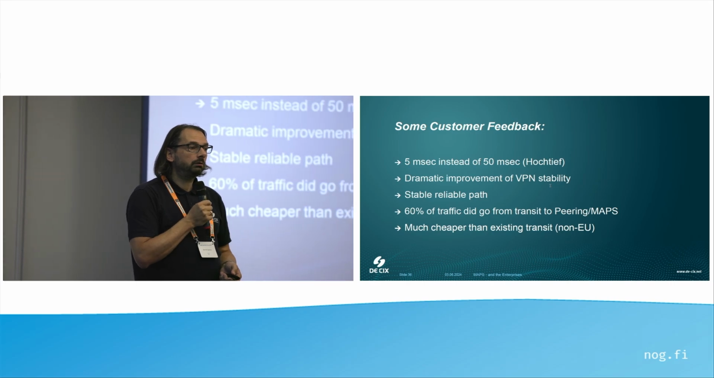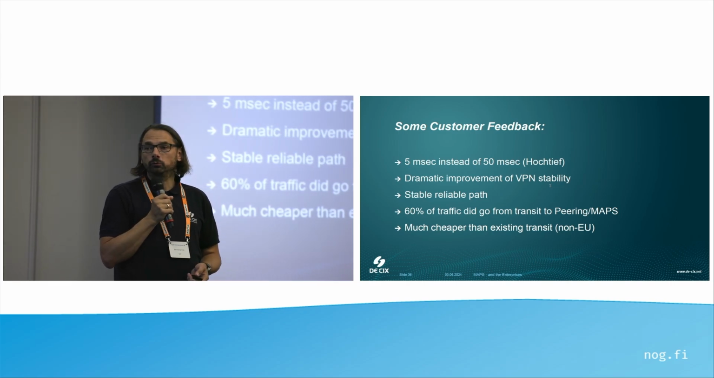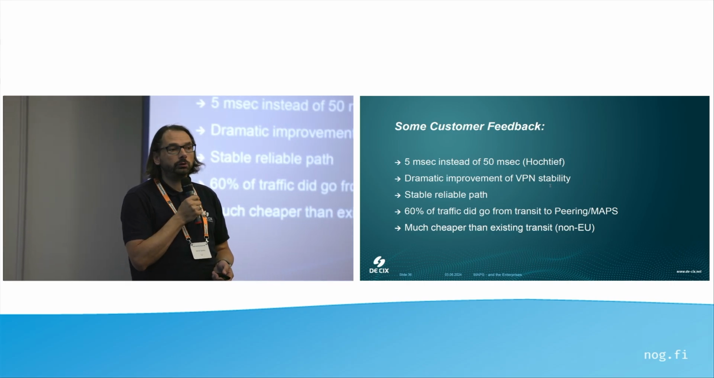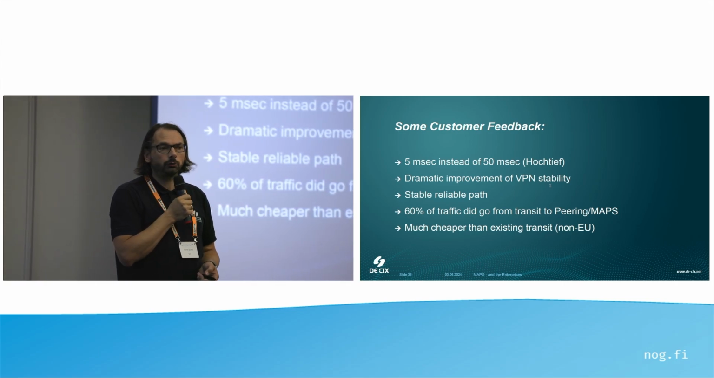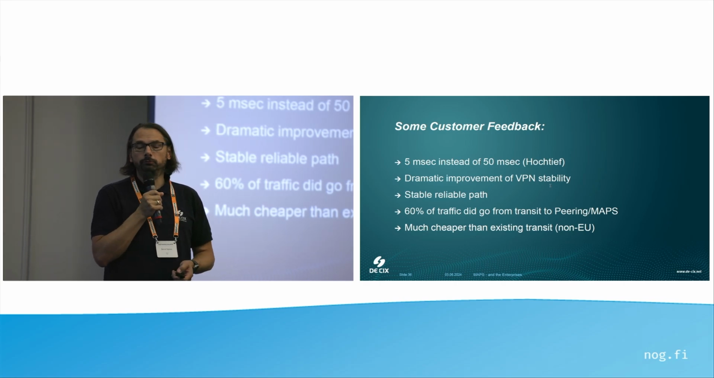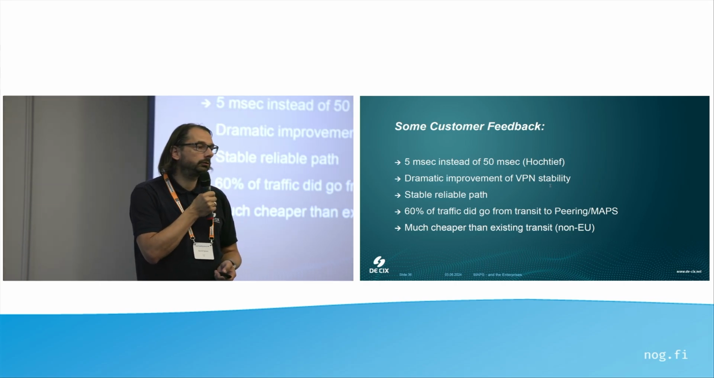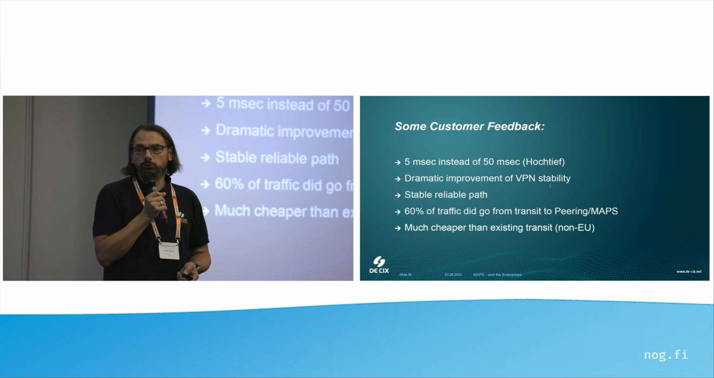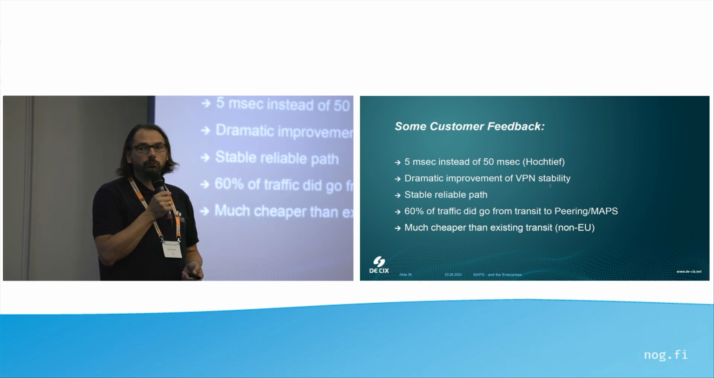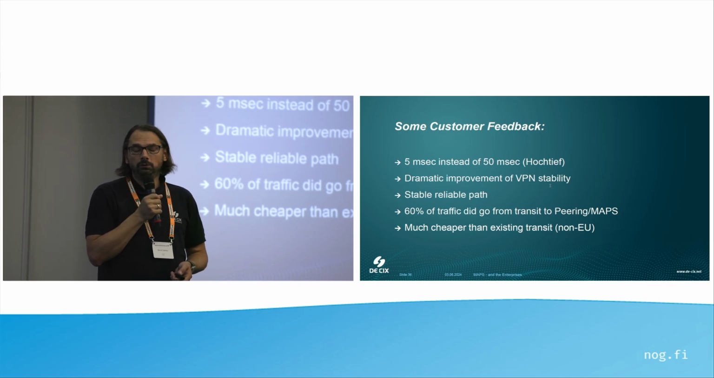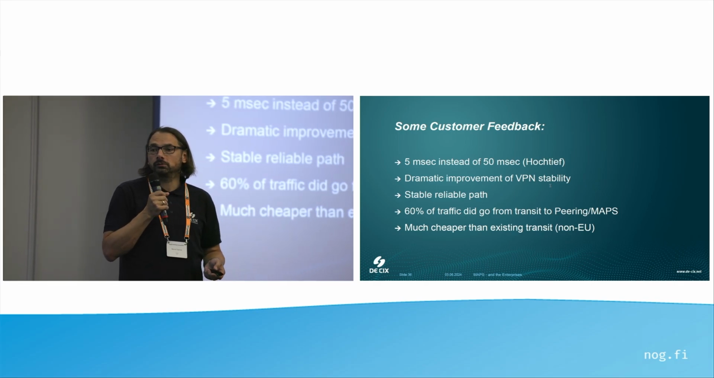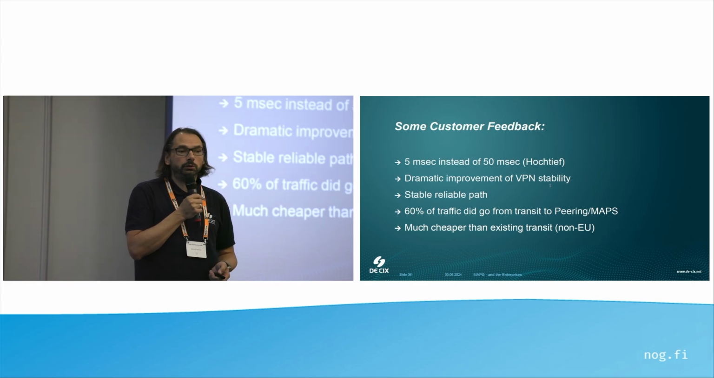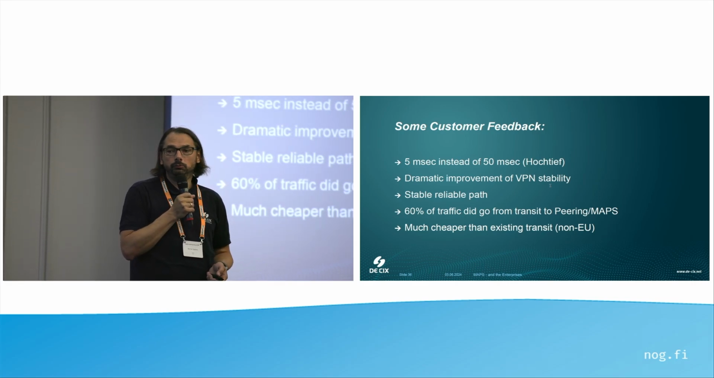Customer feedback. The first one is our case study from nog.fi, a big construction company. They had from Frankfurt to Frankfurt a 50 millisecond latency, which went halfway through Europe, and at the end it was 5 milliseconds instead of 50. The VPN stability improves. It's a stable, reliable path. 60% of the traffic went to Microsoft already. That's what the customer told us, and the price argument.